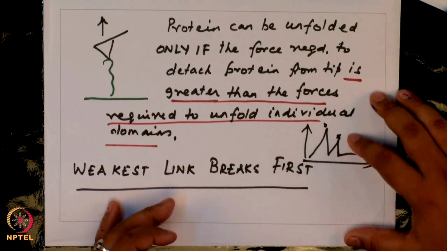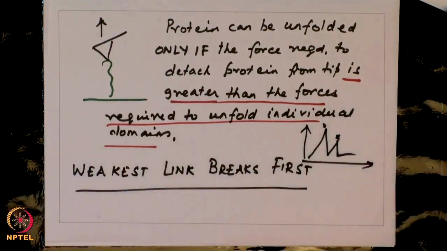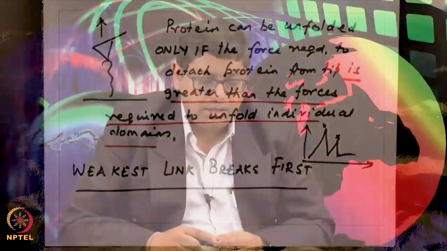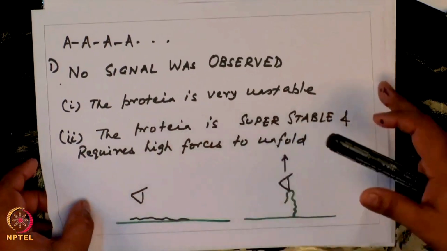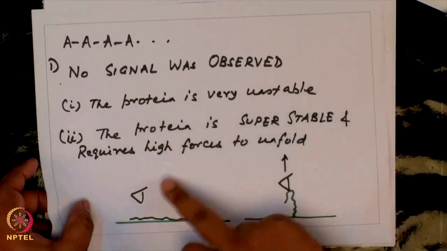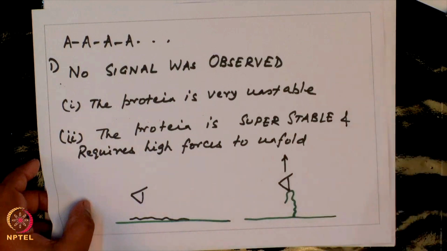Okay. So, in this case, if your protein domains are very stable, then also you will not see any signal. So, there are two possibilities I have said. Protein is very unstable, then you will not see much. Protein is super stable and requires high forces, then you will not see it either. Okay. There is another situation.